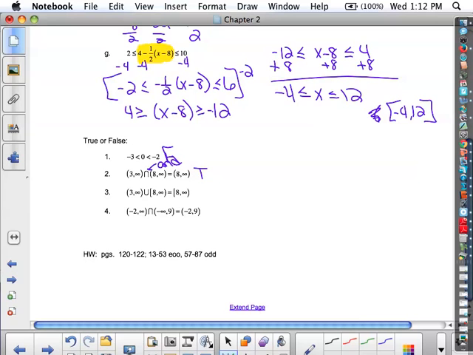Then 3 to infinity joined with 8 to infinity. That's an or. And so it would be 3 to infinity, so that is false. Number 4, the intersection of negative 2 to infinity and negative infinity to 9 is minus 2 to 9. So the intersection, again, that's an and. So where do they overlap? They overlap between negative 2 and 9. And you can put that on a number line and see it pretty clearly.